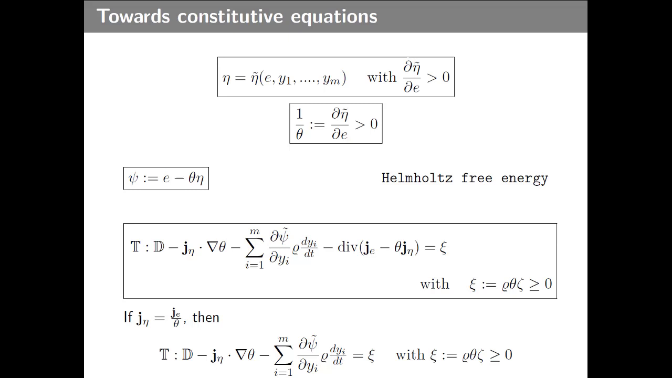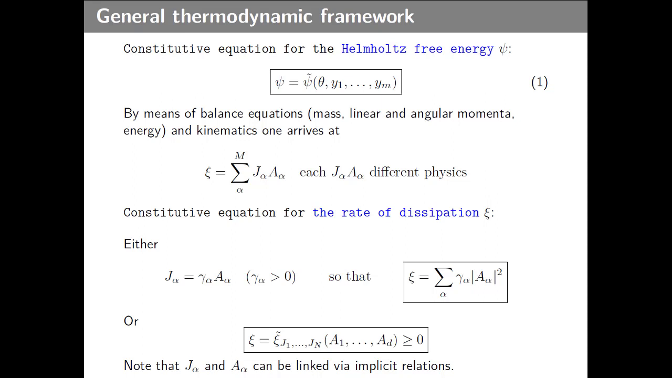And what is your aim? The aim is to get it as the sum of the products where each product would represent different physical mechanisms. It's not always possible, but if you're lucky, yes. And then if that has happened, you require that this J alpha is related to A alpha linearly with positive coefficients. It can also be vice versa, the A alpha is proportional to J alpha, which seems to be trivial, but of course you always have to require that the coefficients are positive. So you will get this quadratic dissipation, but you can also have more complicated dissipation. It depends on, and you can also see the connection with this implicit relation: in principle, if these really are different physical mechanisms, you can go beyond these linear relations and consider just a general implicit relation among them.